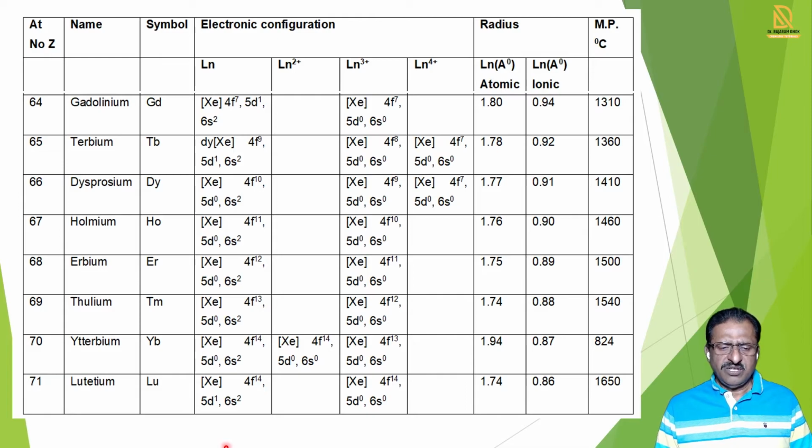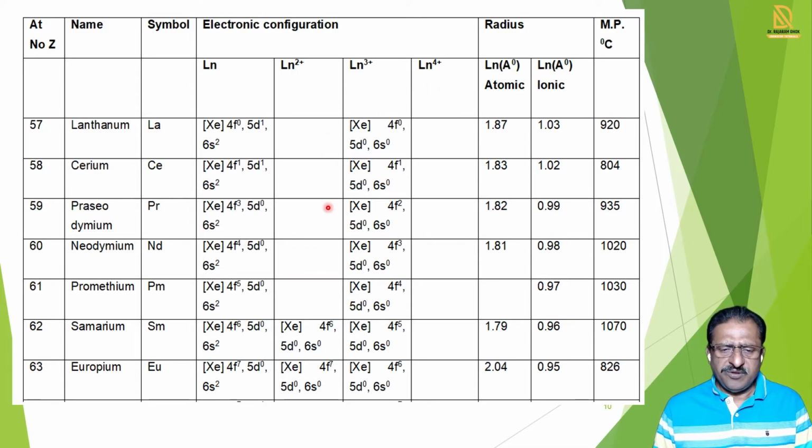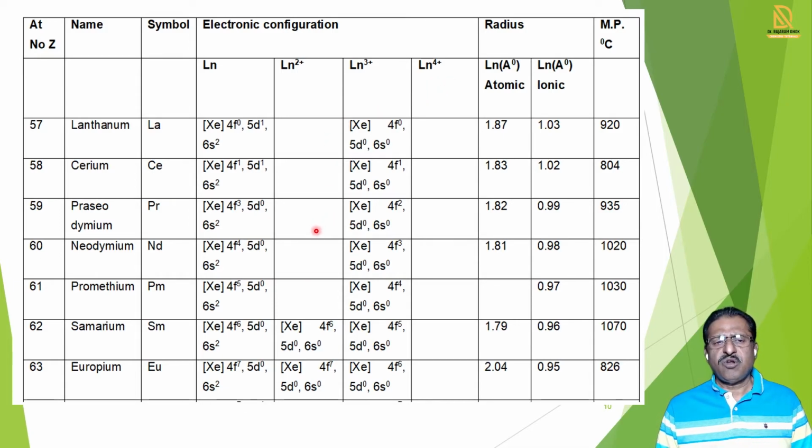Ln case means that is in the atomic state. But when these atomic metals are converted into certain ions, in the ionic state they have a different electronic configuration. So you see here that the electronic configuration is shown, and Ln+2, Ln+3, Ln+4 are obtained by loss of a certain number of electrons.